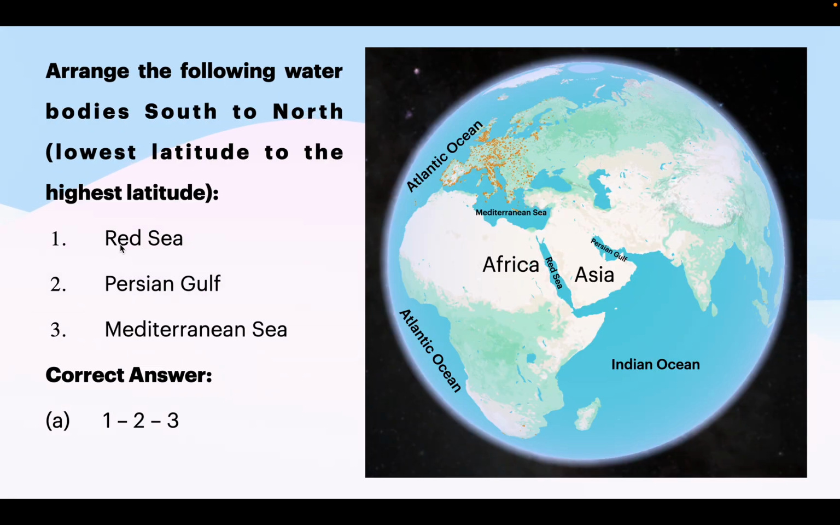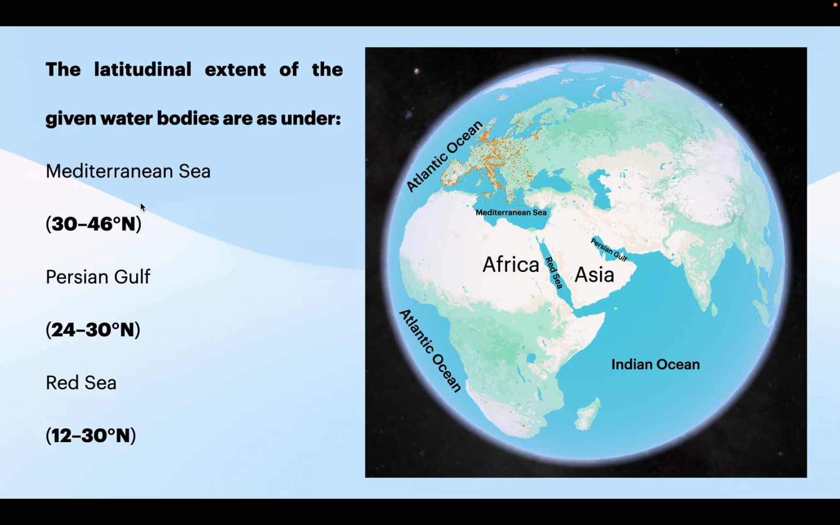So this is the correct answer again, first, second and third. Red Sea is the lowest, Mediterranean Sea is the topmost, Persian Gulf is in between. If there is any confusion regarding it, you can see it latitude wise. These are the latitudinal extents of the three water bodies. The Red Sea, which is the lowest, starts from 12 degree. Then the Persian Gulf starts from 24 degree, and the Mediterranean Sea starts from 30 degree.